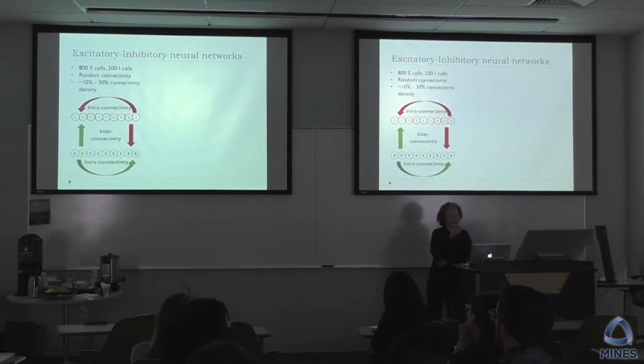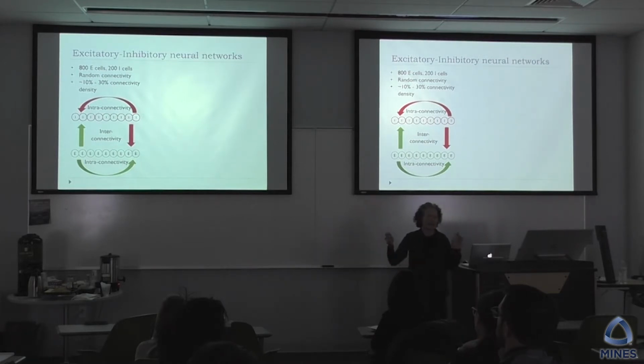All right, so we've been doing some simulations in excitatory inhibitory networks, and so we're going to have a population of inhibitory cells, or I cells, and a network of excitatory cells, or E cells. The I cells will be connected to each other, the E cells will be connected to each other, and then there are connections between the I cells and the E cells. All right, so we've got this big network here. We're going to have 1,000 cells, 800 are excitatory, 200 are inhibitory, with random connectivity, and we vary the connectivity density between 10 and 30% between these populations.